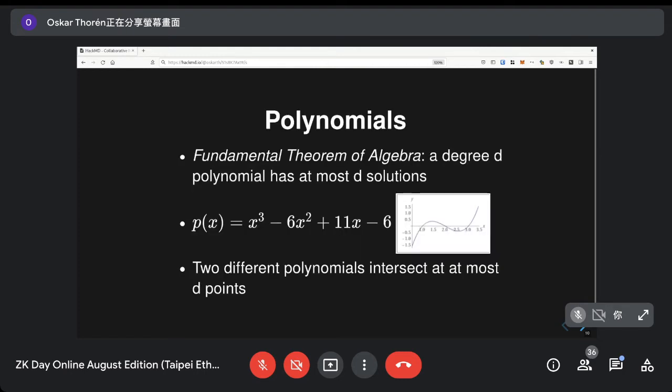And just looking at polynomials, you have the fundamental theorem of algebra, which says that a polynomial of degree d has at most d solutions. We have an example polynomial here. You can see it has solutions at x equals 1, 2, and 3, and it's of degree 3. If you change the polynomial a tiny bit, we get a completely different solution. And if you set two polynomials equal to each other, you get another polynomial. So two different polynomials intersect at most d points.